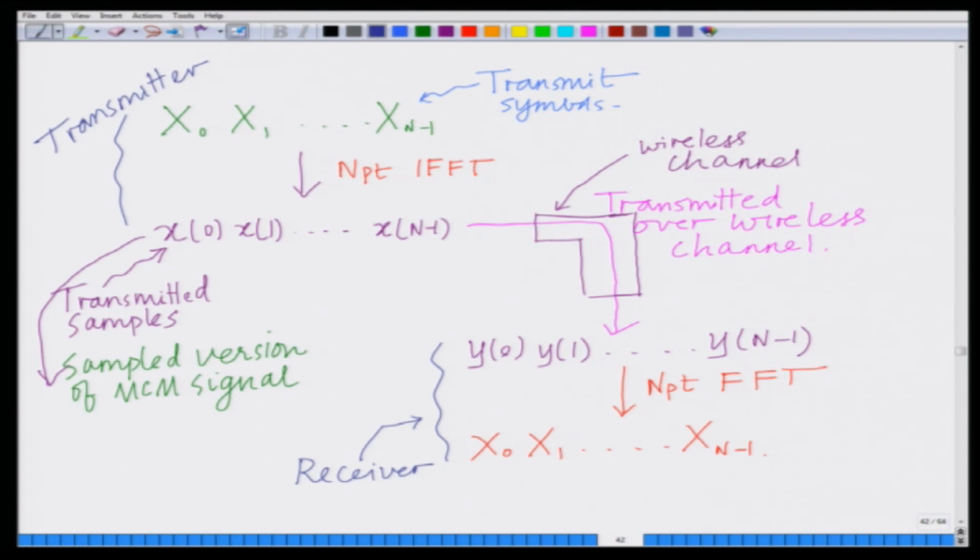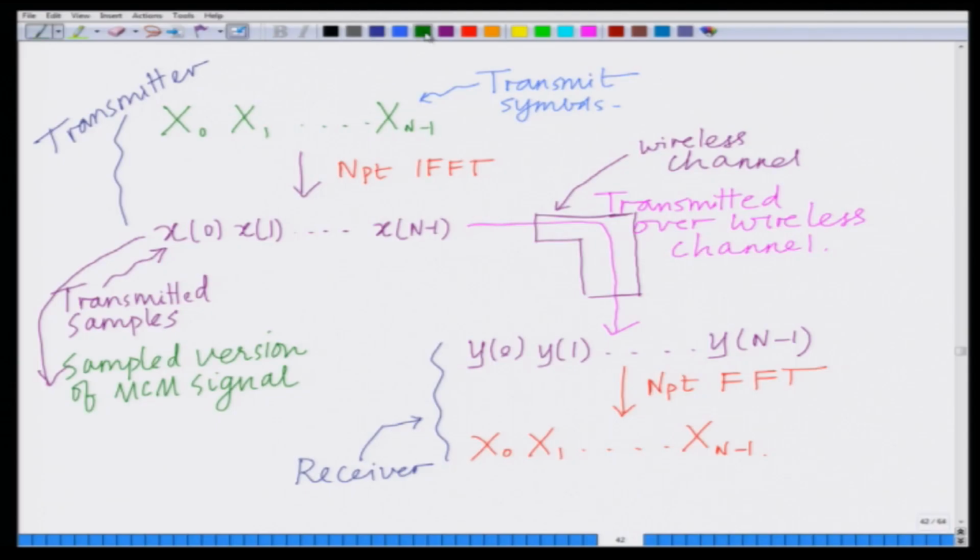At the receiver, you have the samples small y0, small y1, up to small yn minus 1, which are the corresponding received samples. On these received samples, you perform the FFT operation, that is the fast Fourier transform operation, and then you can reconstruct back the transmitted symbols, capital X0, capital X1, up to capital Xn minus 1. So, therefore, you are performing the IFFT operation at the transmitter and the FFT operation at the receiver. This IFFT, FFT operation at the transmitter and receiver respectively is one of the key principles of OFDM.